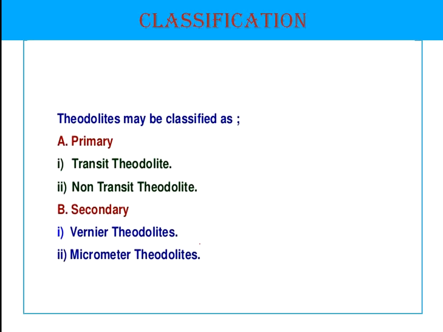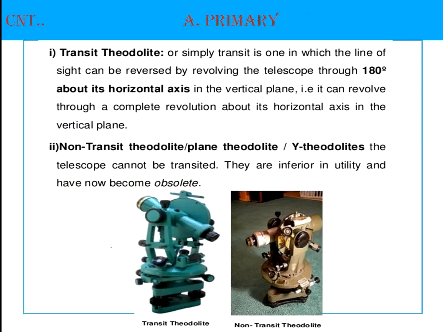Now coming to the classification. Theodolite may be classified into primary and secondary. In primary classification of the theodolite, we'll be coming across transit and non-transit theodolite, and in secondary classification of theodolite, we can see vernier and micrometer theodolite. Let us see one by one. So first of all is the primary classification. So what is the first one?